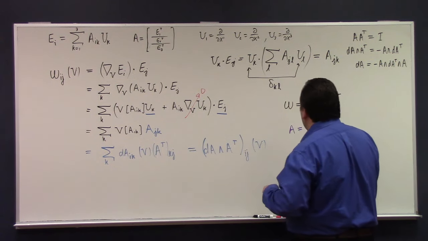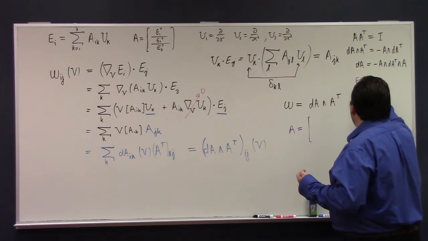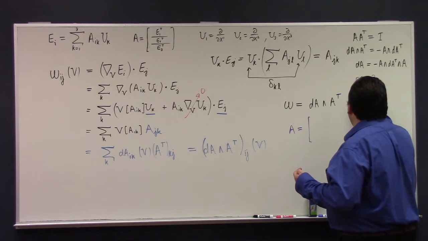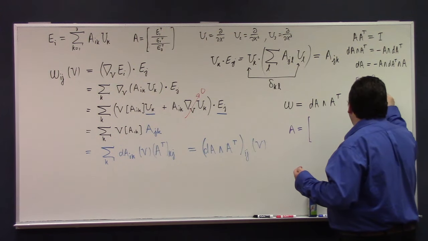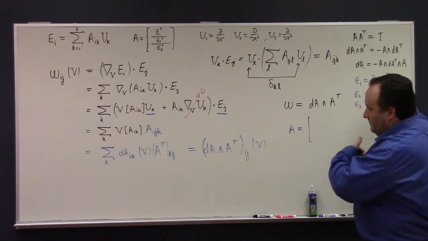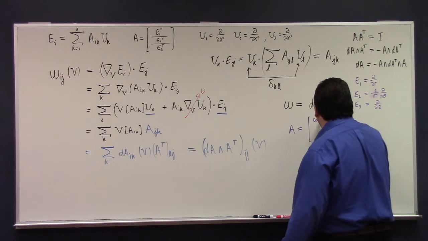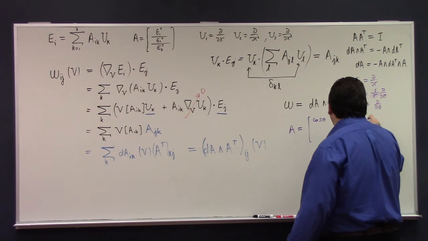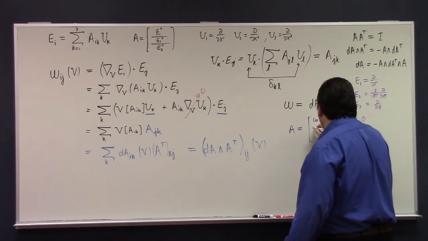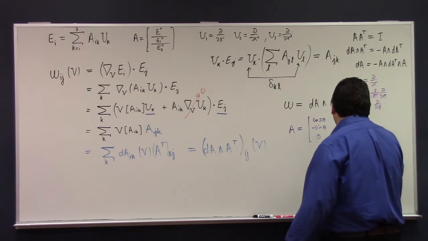Basically, the polar frame is, well, the cylindrical frame would be this, right? Like E1 is partial r, E2 is 1 over r partial theta, for reasons of scaling, and E3 is partial z. So the components of those with respect to the Cartesian basis are cosine theta, sine theta, 0, and minus sine theta, cosine theta, 0, and 0, 0, 1.